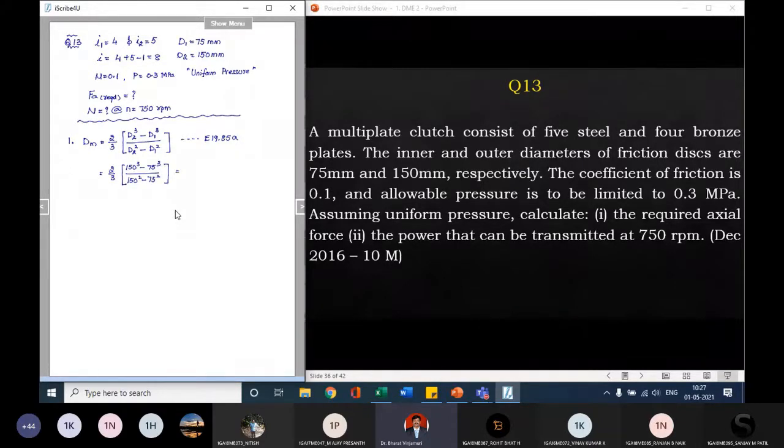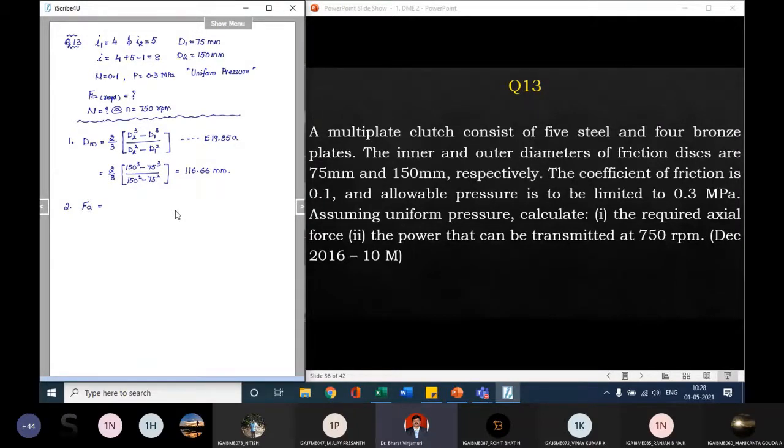How much is the answer? 116.667. So once you are done with this, the second step, the axial force, FA.